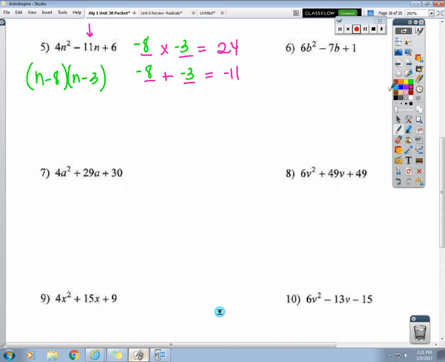Think about it. If you were to stop and distribute that back out, is n times n going to make 4n squared? Right. That's why we have to divide by the leading coefficient of 4 and then simplify. N minus 8 divided by 4 is 2. And then over here, will 3 divided by 4 reduce to a lower fraction? No. 3 over 4 is in lowest terms. Will it become a whole number? No. So in that case, you move the 4 to the front and you get 4n minus 3.